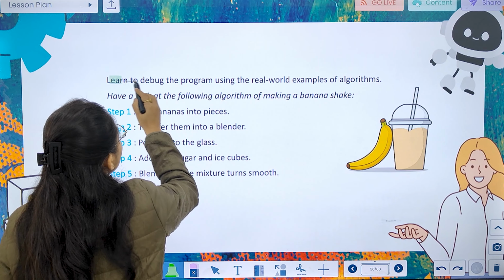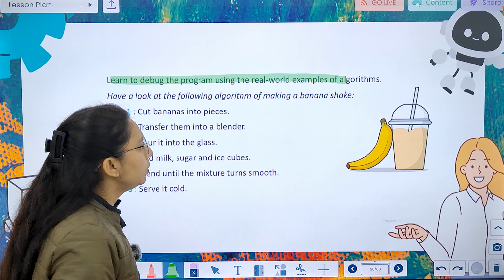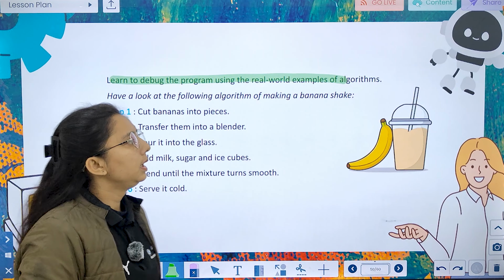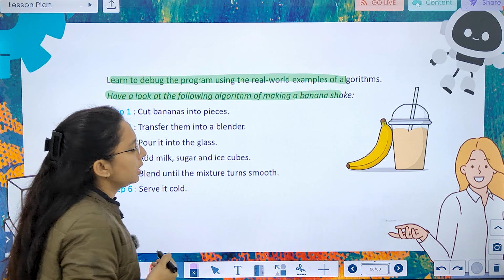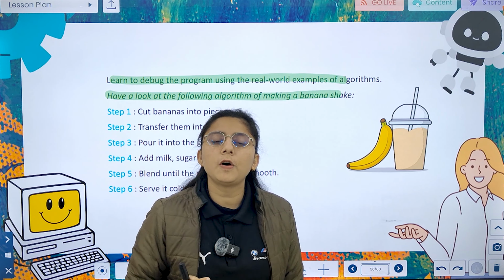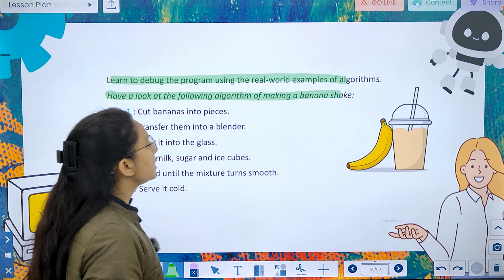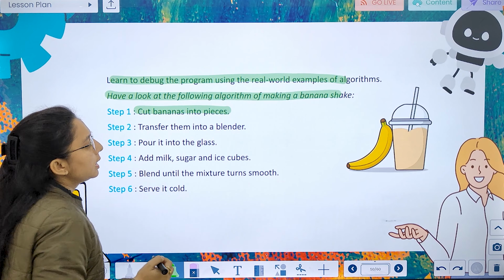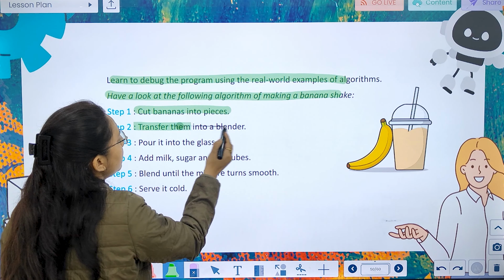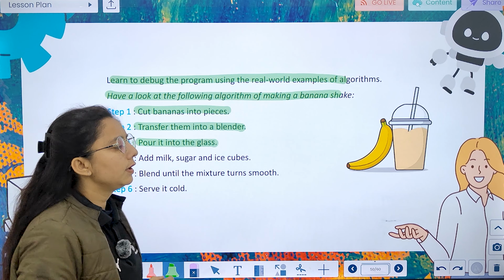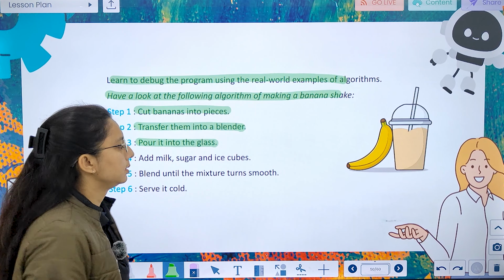Next, learn to debug a program using a real-world example of an algorithm. Have a look at the following algorithm for making a banana shake. Now I am telling you the algorithm of how to make a banana shake. First of all, cut the banana into pieces. Afterward, transfer them into a blender, and then pour it into the glass.